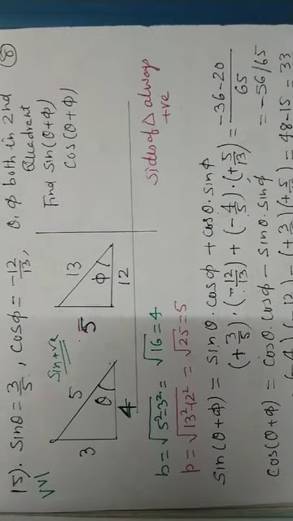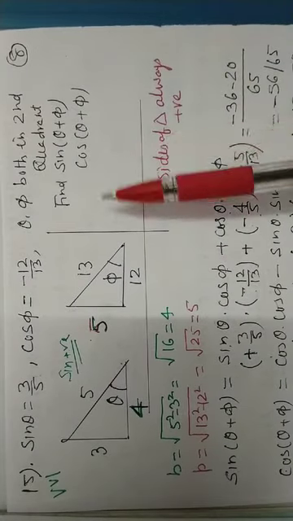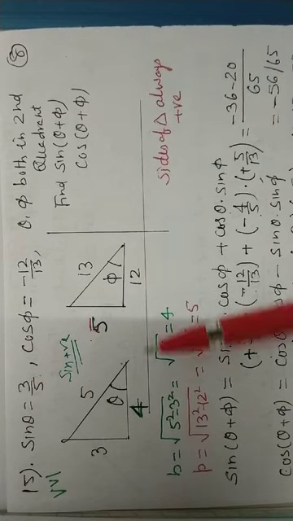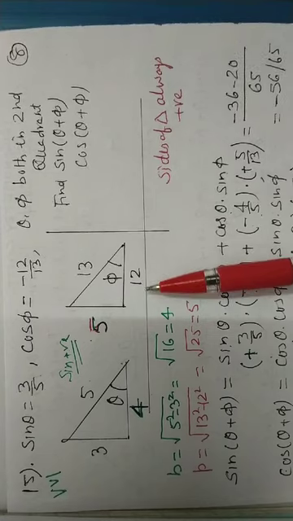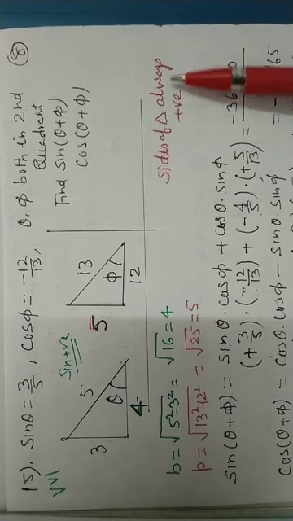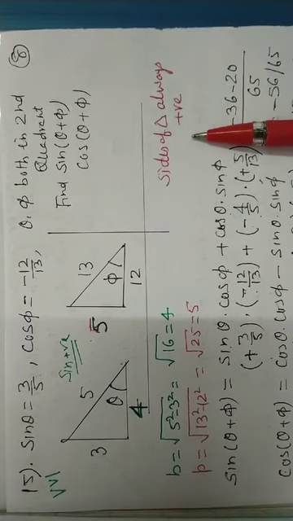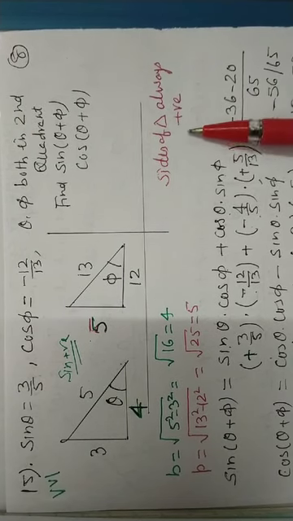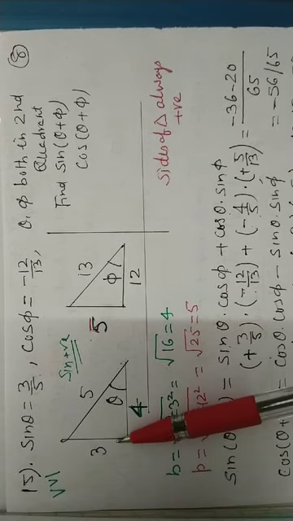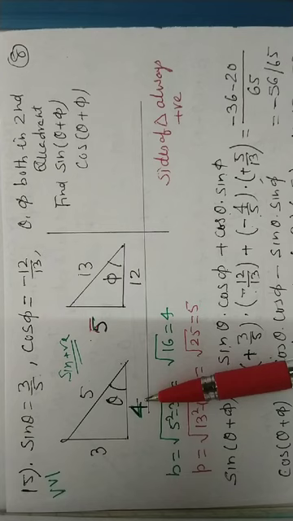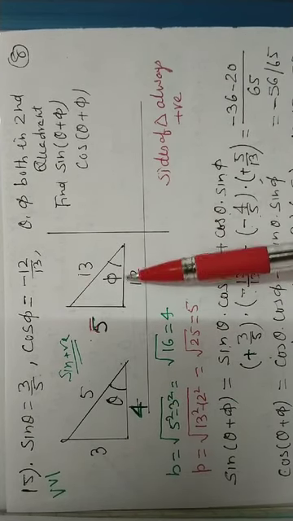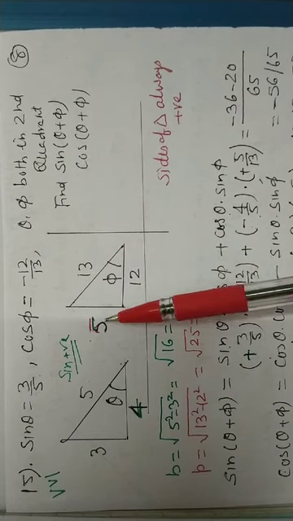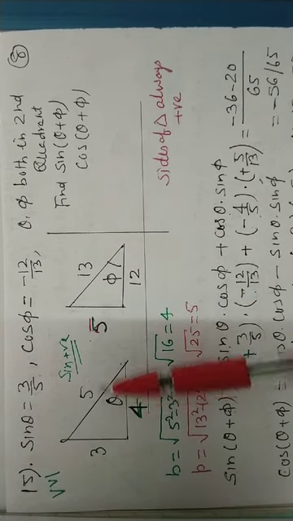Now see question number 15. Theta and phi both are in the second quadrant. So draw the two triangles in the second quadrant, and since the sides of a triangle are always positive, never take a side negative. Sin theta, this is for theta, is 3 by 5. Find the value of the base, 4. Likewise cos phi is 12 by 13. Find the value of the perpendicular. So we have got the three sides.